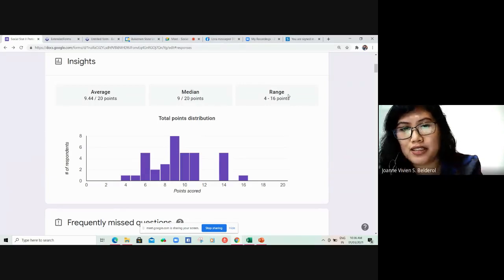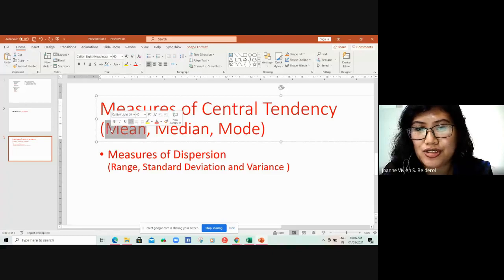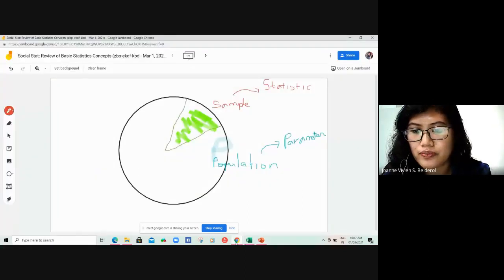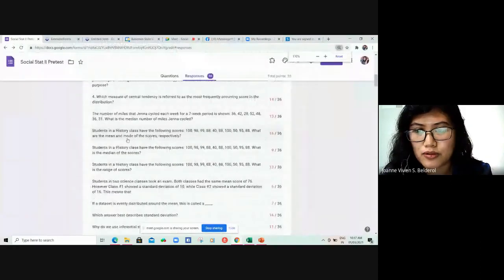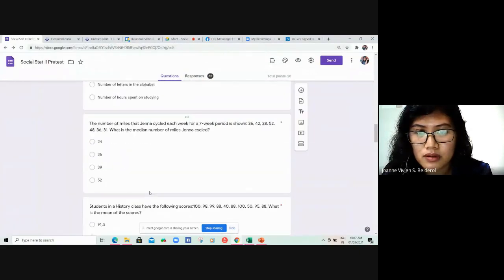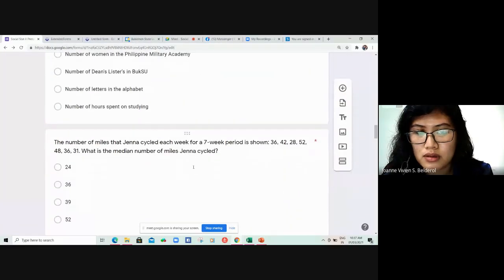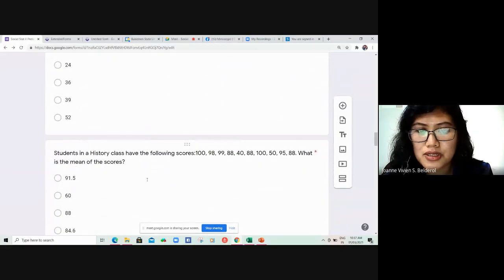On measures of central tendency, before we go to your questions, let's discuss each. The mean is your average, the median is the middle value, and the mode is the most frequent or most occurring number. For example, if we go back to our pretest, let's look at this question. Students in a history class have the following scores. Do you know how to compute the mean using Excel?